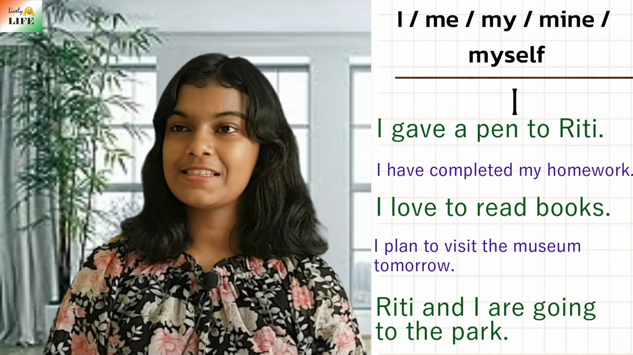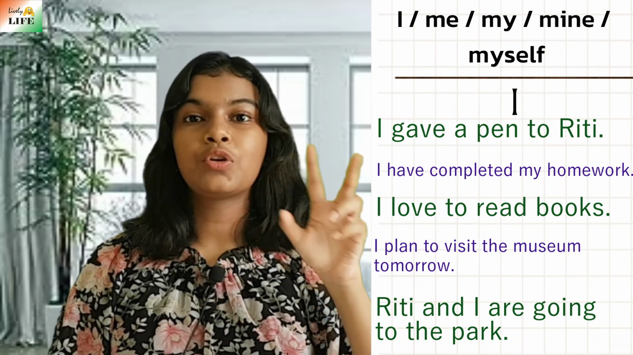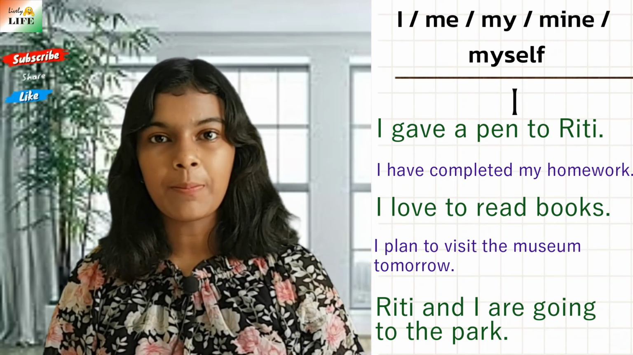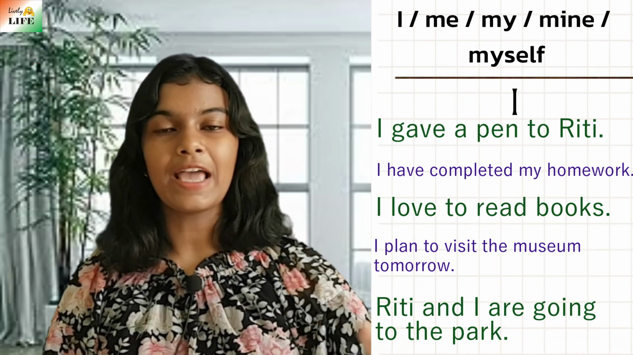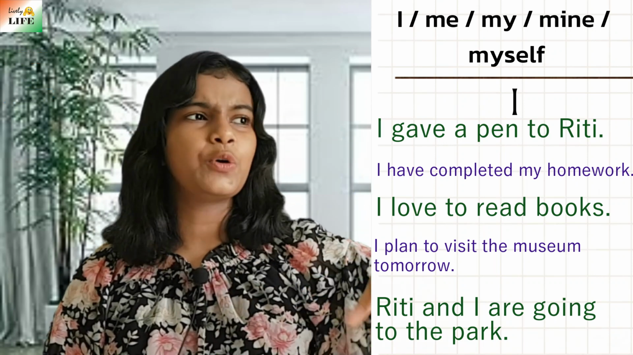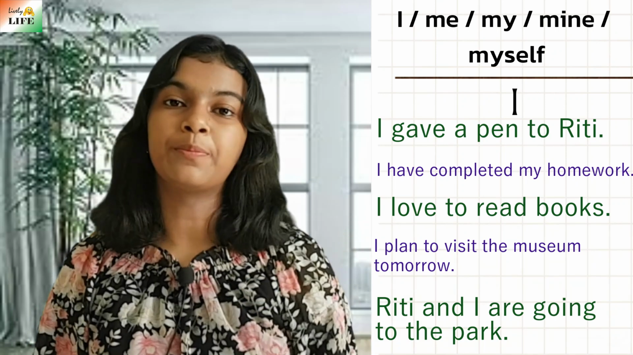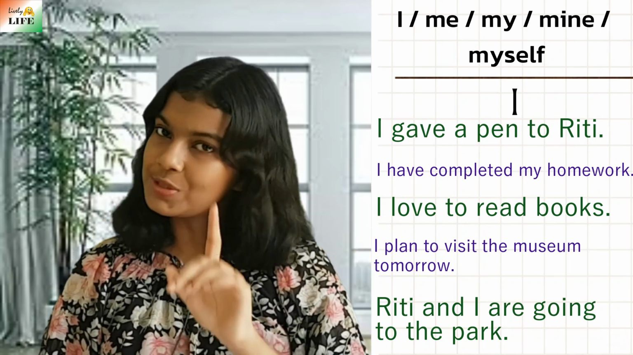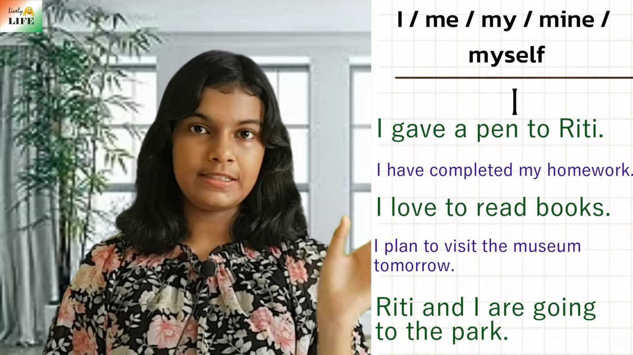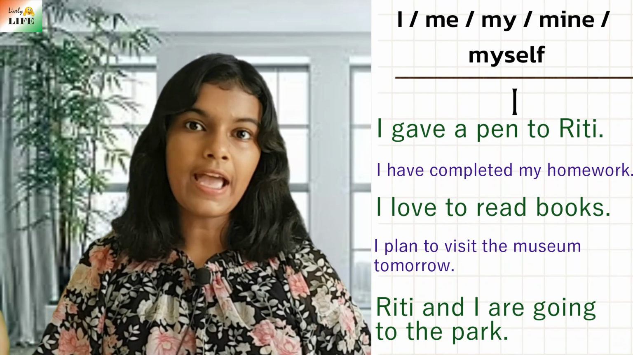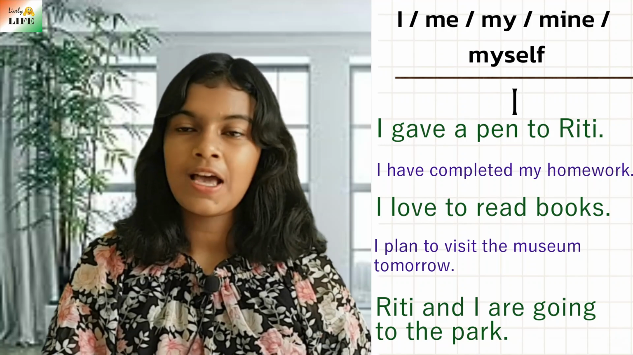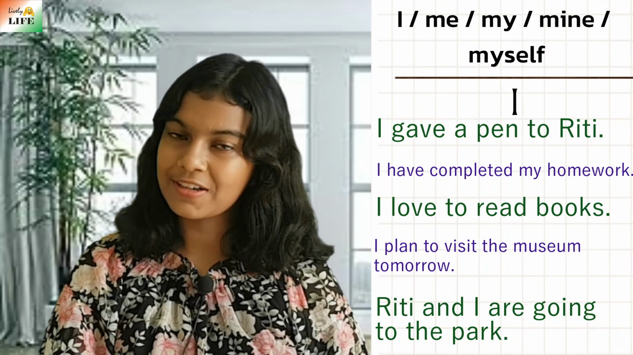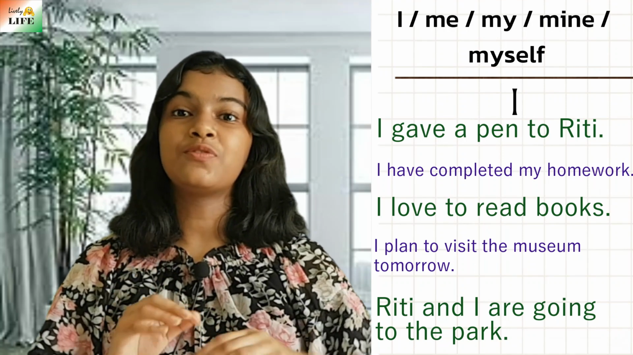So in the last sentence, if you have seen, there are two subjects, right? Riti and I, the entire thing is the subject. And here remember what we use. We use I, because as it is the subject, it doesn't matter whoever is there. I can use my brother and I, my sister and I, but it is acting as a subject, so we are going to use I. If Riti was not there, it would have been I am going to the park, right? And if we add Riti, Riti and I are going to the park. So this is how you form sentences with plural subjects.